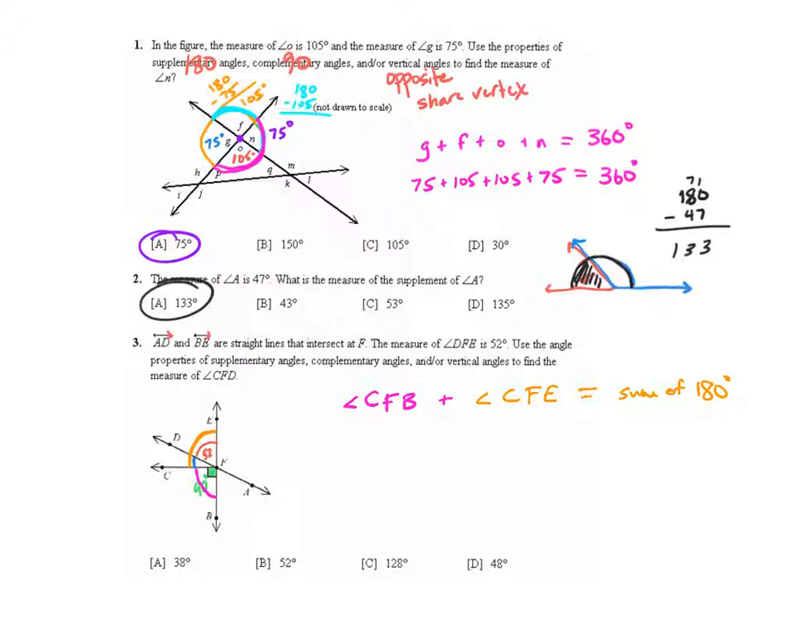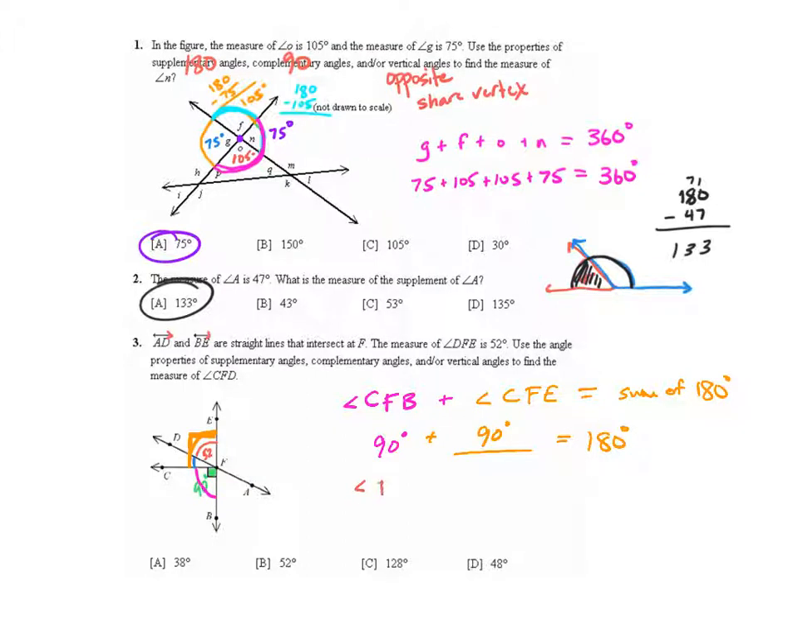We can now fill in what we know. Angle CFB is a right angle, so it's 90 degrees. We don't know angle CFE just yet, but we know when we combine them we get 180 degrees. So therefore angle CFE must be a right angle as well, 90 degrees. So this orange right here, I can actually turn into a square symbol because it is a 90 degree angle.